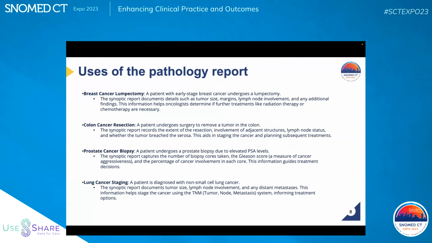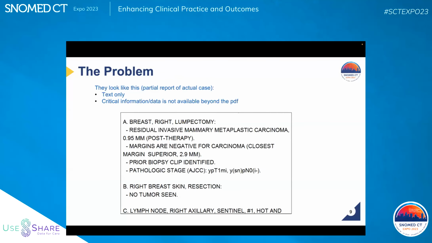Most of you know how these things are used, but basically these are some examples that those of us in the project group and the implementation team started throwing together. A patient with early stage breast cancer undergoes a lumpectomy. A synoptic report documents all the details about the tumor, its characteristics and prognostics. Treatment plans are basically started after that, and these are all just variations of the same. The problem is, the reports that we deal with typically look like what you're seeing.